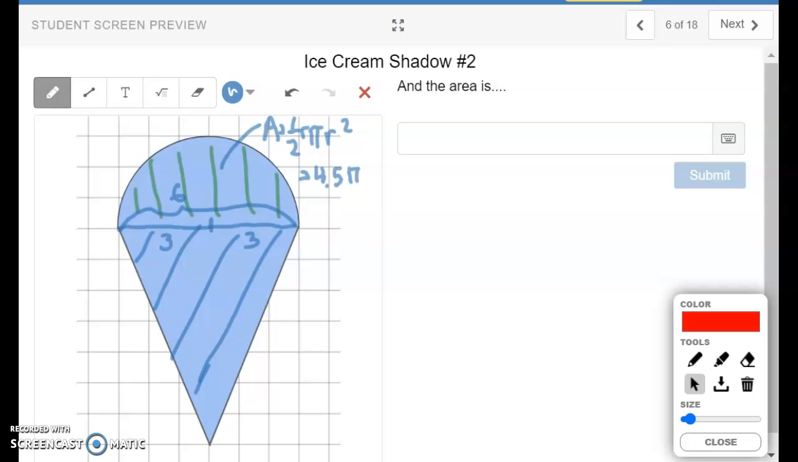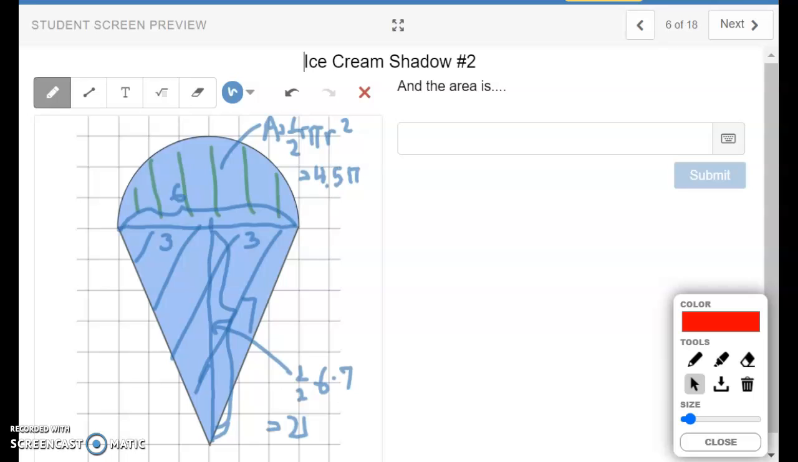What about this triangle? We know that the base of the triangle is 6. What is the height of the triangle? If I count the squares, there are 7 squares, so it's 7. So the area of this triangle part is going to be half times base, which is 6, times height, which is 7. So it's 3 times 7, that's going to be 21 units squared.